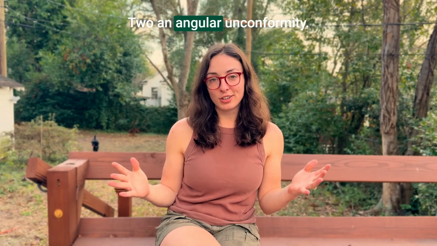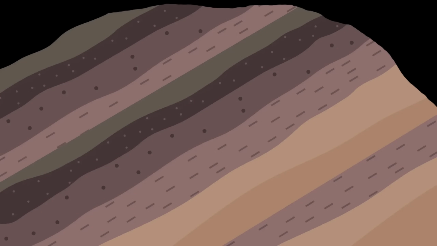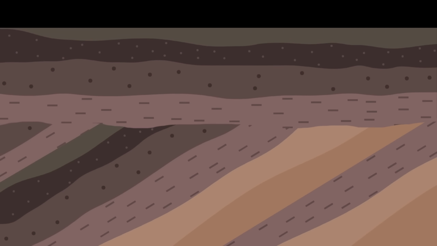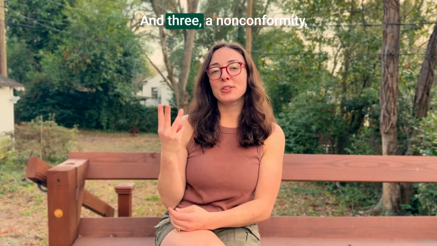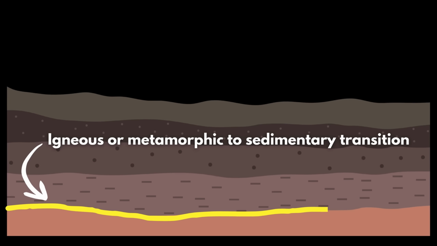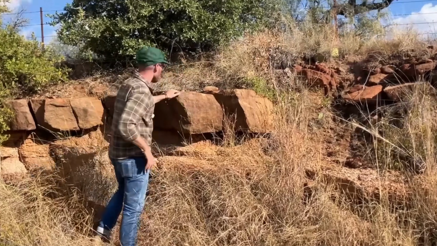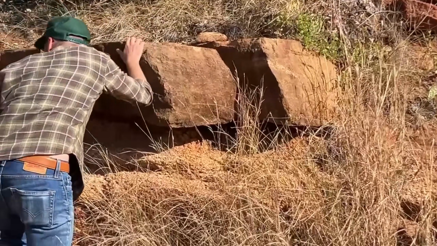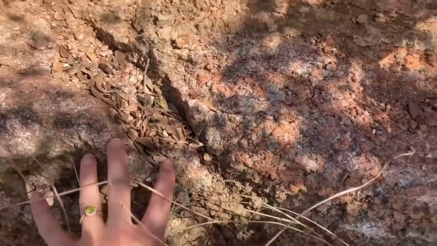Two, an angular unconformity, which is a similar concept, but now the bottom layers have been tilted, then eroded, and then new horizontal layers deposited, so that the unconformity itself looks, well, angled. And three, a nonconformity, which is when younger sedimentary rocks are resting on older igneous or metamorphic basement rocks. And this is what the Texas unconformity represents. 500 million year old sedimentary rocks sitting on billion-year-old granite.